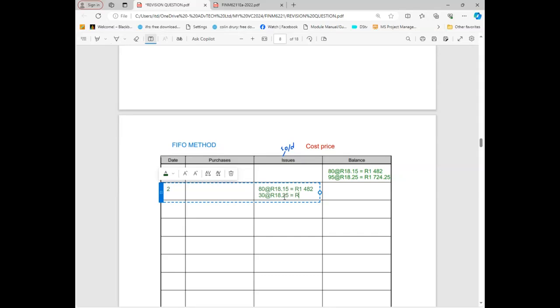Oh, okay. So wait, let me understand. Since we don't calculate selling price for FIFO, it's not included, right? So we take the 110 units given from the table, and we minus 80 from that. So that means we still need to sell 30 more units at 18 rand 25, because that is the leftover amount that still needs to be calculated.